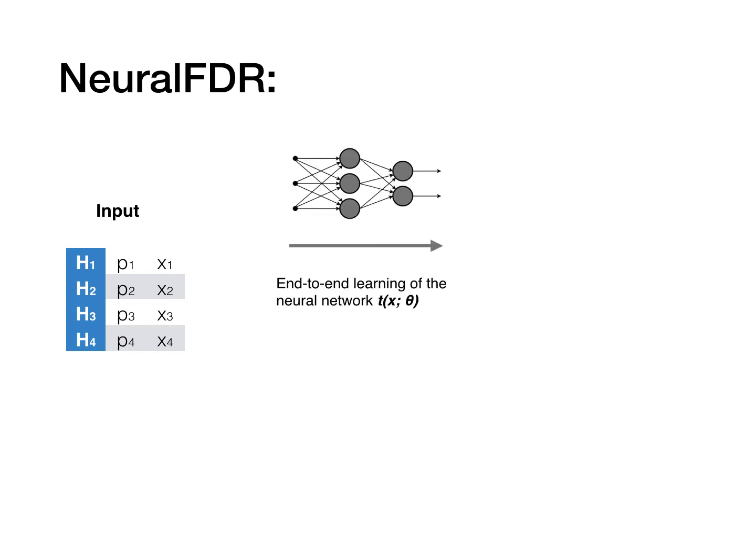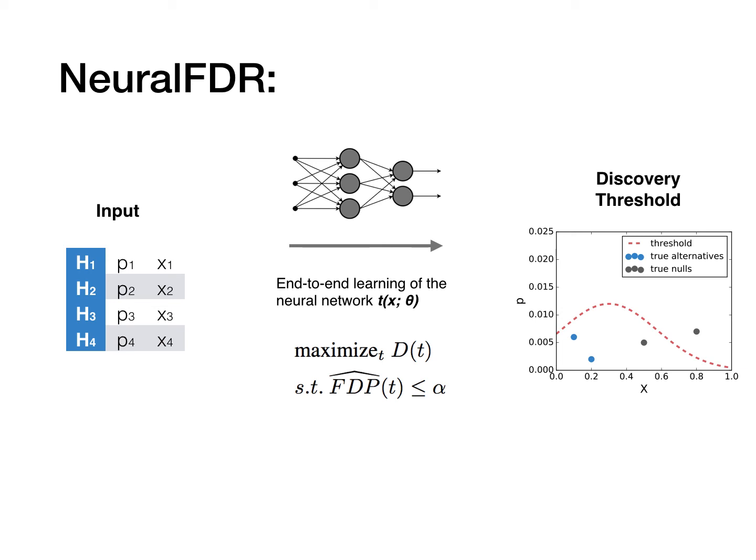The NeuralFDR algorithm proceeds as follows. As input, we take a list of p-values, each with a hypothesis feature. We train a neural network to learn the feature-dependent threshold. Specifically, this is done by maximizing the total number of discoveries, subject to the constraint that the estimated false discovery proportion is smaller than alpha. And finally, we apply the learned threshold on the hypothesis data.